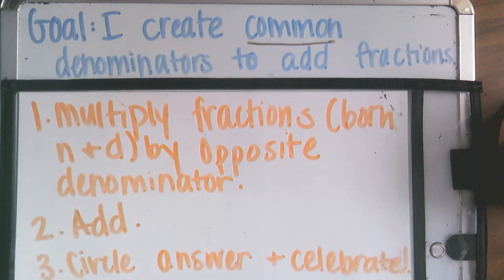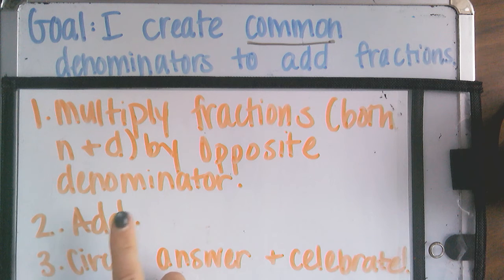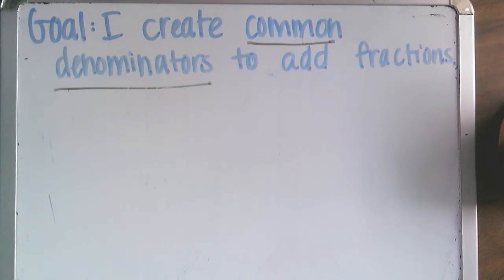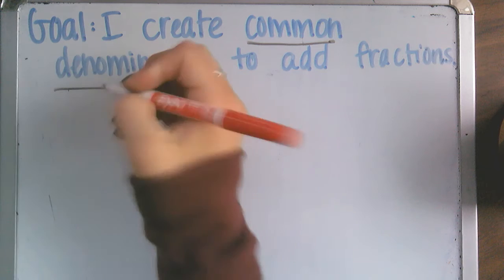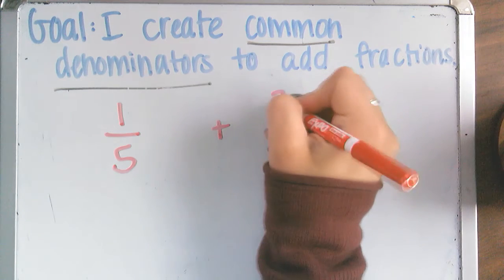The first step is multiply fractions, both numerator and denominator, by the opposite denominator. Then we're going to add them, and then we're going to circle our answer and celebrate. So we have 1/5 plus 3/4.